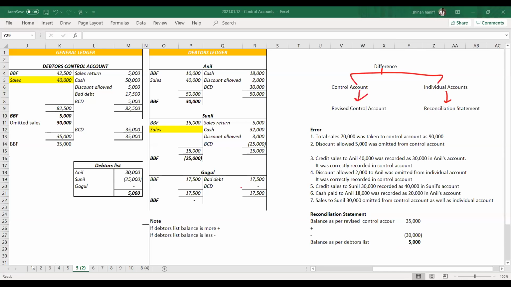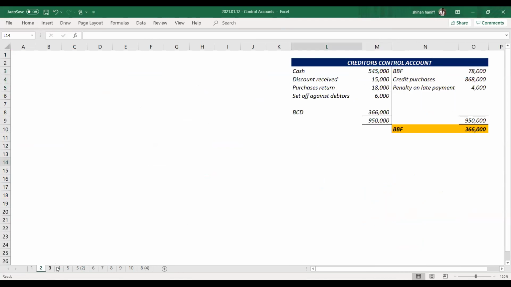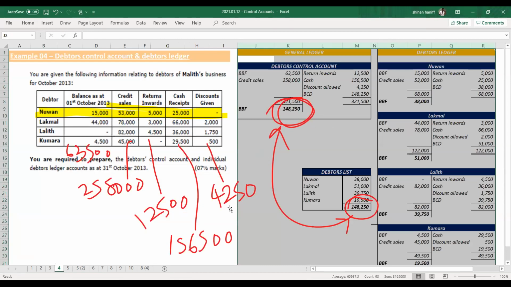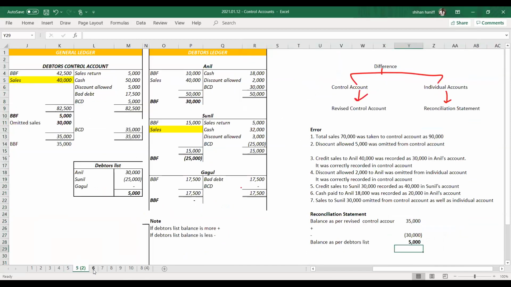So today what I want you all to know is the formatting part, debtors control account, creditors control account, and especially the individual accounts and the control account preparation. So hope it's clear. Is it clear? Can I get a response from everyone? Did you all understand the control accounts part?